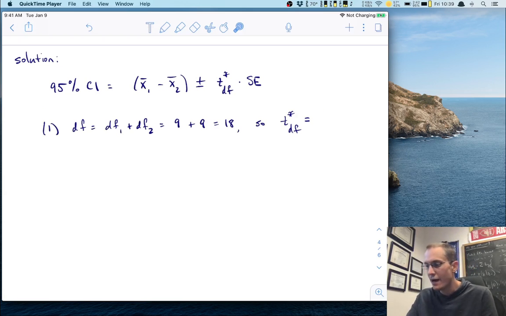What's T star DF? Well, we need to know what the degrees of freedom are. DF, remember, is the sum of the degrees of freedom from the two groups. Since there were 10 in each group, that sum becomes 9 plus 9, one less for each group, which gives us a total degrees of freedom of 18. So what we need is T star DF for 18 degrees of freedom.